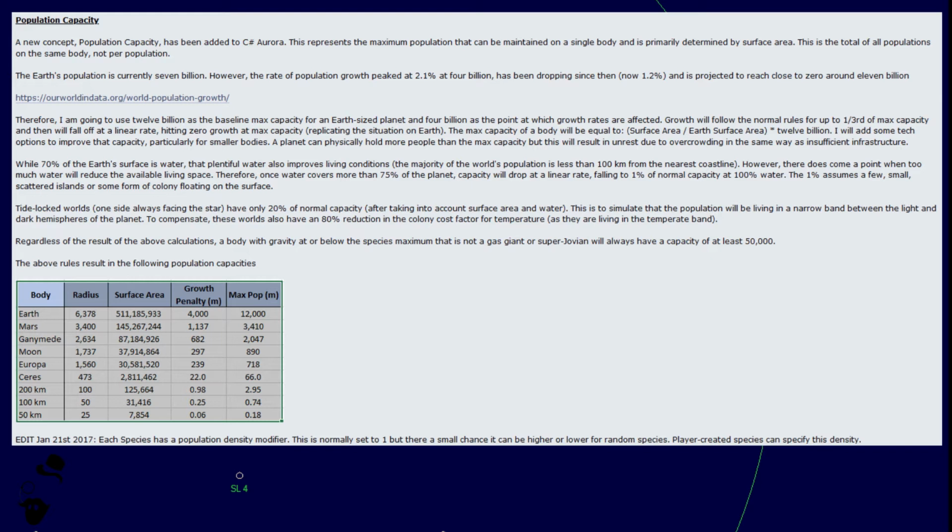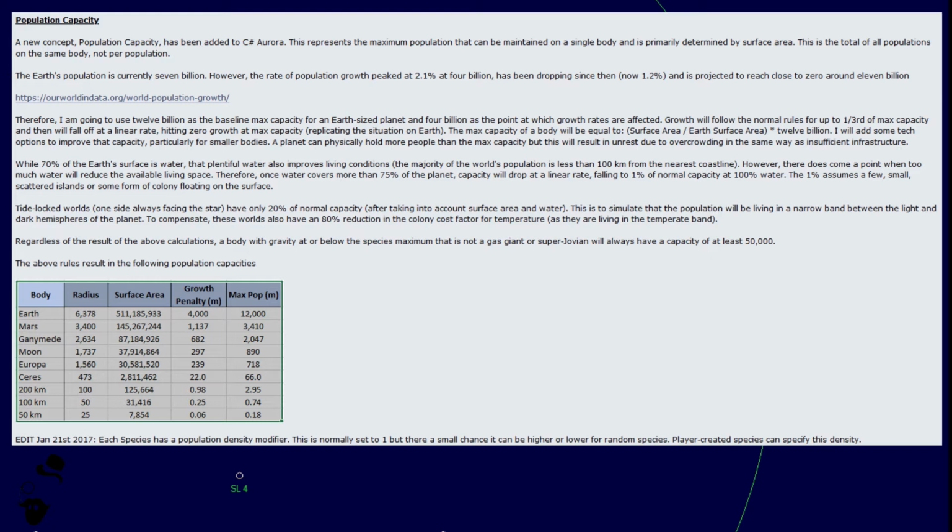Tide-locked worlds, one side always facing the star, only have 20% of normal capacity after taking into account surface area and water. This is to simulate that the population will be living in a narrow band between the light and dark hemispheres of the planet. To compensate, these worlds also have an 80% reduction in the colony cost factor for temperature, as they are living in the temperate band. Regardless of the result of the above calculations, a body with gravity at or below the species minimum that is not a gas giant or a superjovian will always have a capacity of at least 50,000.